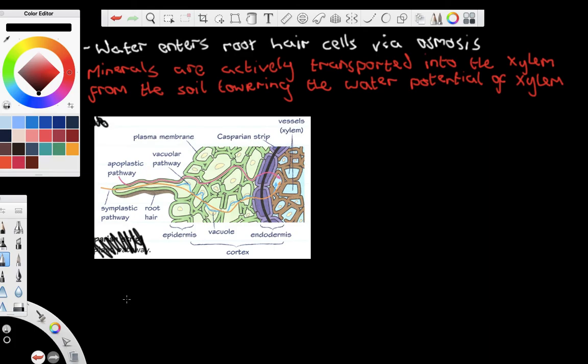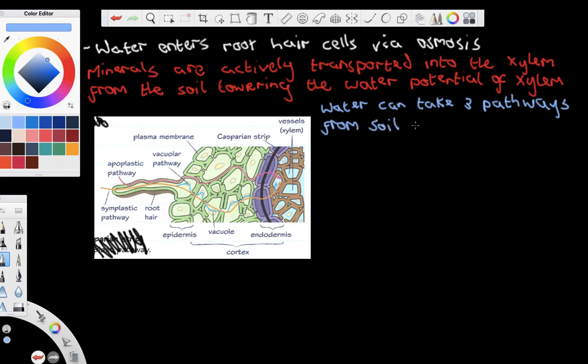If we look at this, it shows a root hair cell. It shows the cells that are found between the root hair cell and the xylem. So the xylem's here, we've got what's known as the Casparian strip, and we've got cells that separate the root hair cell from the xylem. Okay? So water takes three pathways from the soil into the xylem. So water can take three pathways from the soil into the xylem.